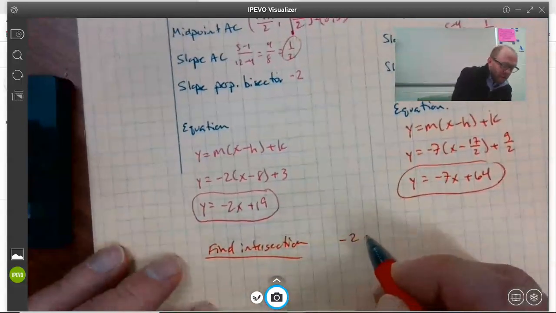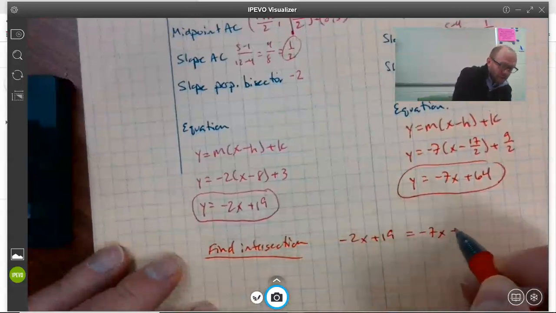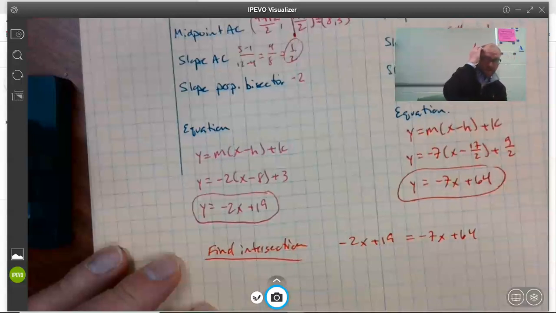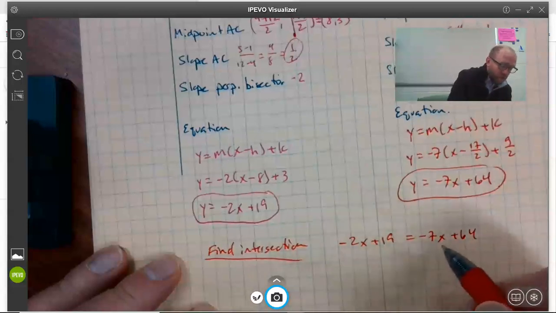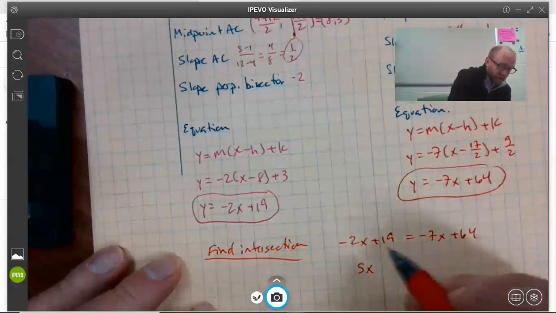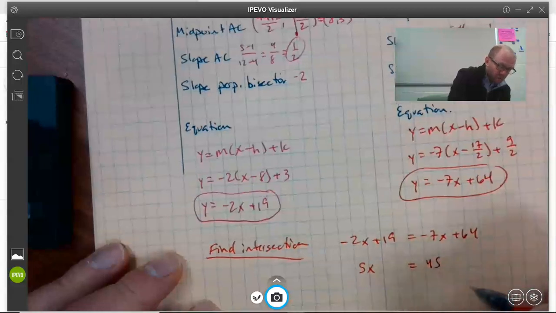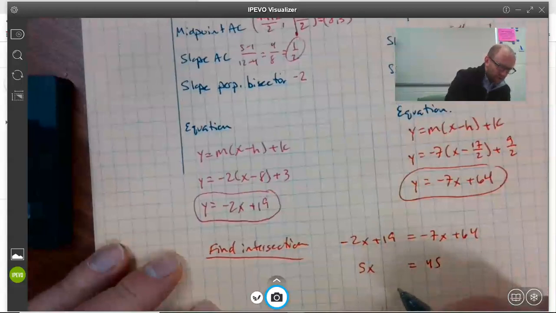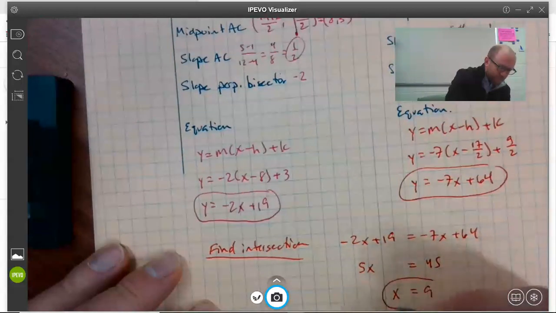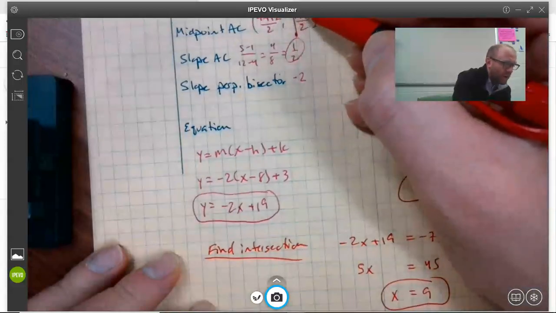So we have -2x plus 19 equals -7x plus 64. We'll add 7x to each side, and that's going to give us 5x. Subtract 19 from 64, that's 45. Oh, look at this. This is going to turn out to be kind of a nice number. X equals 9.